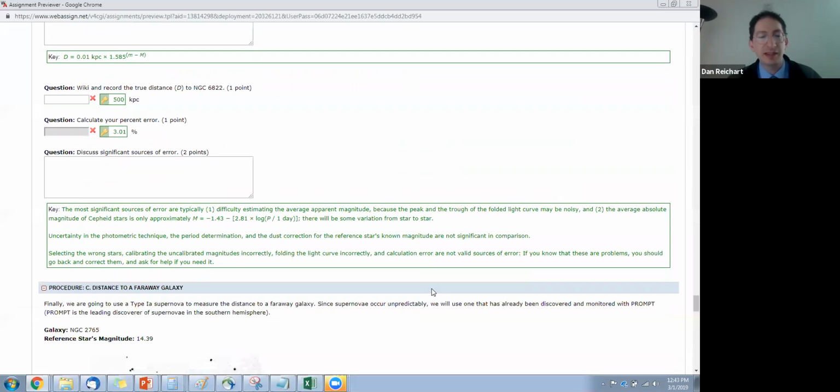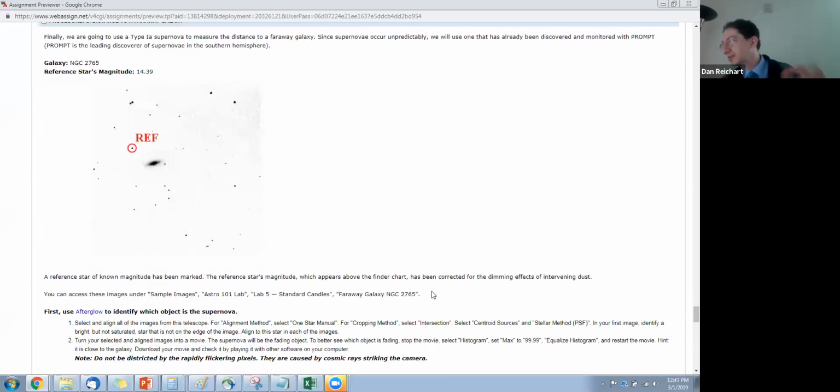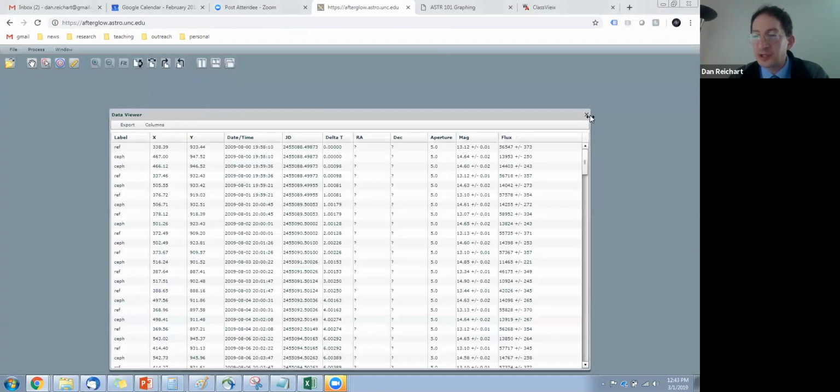Okay, not to sound like a broken record, but one more time, there's a little twist here as well with the supernova. So now we're going for a faraway galaxy. It's a type Ia, and I'm not going to tell them which one is the supernova. I've given them the reference star and its magnitude, but they have to figure out the supernova, and they can do that by making a movie, which they know how to do.